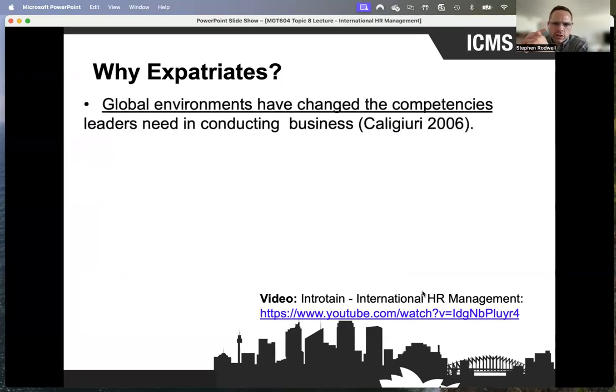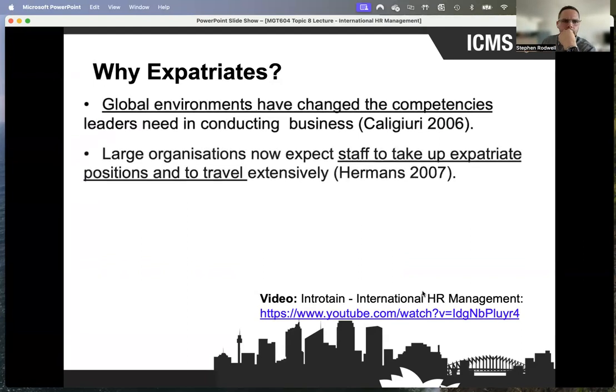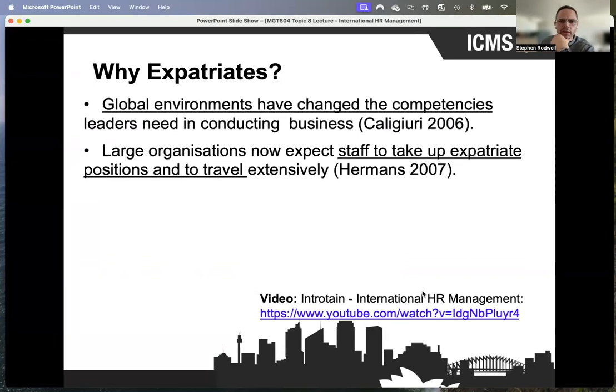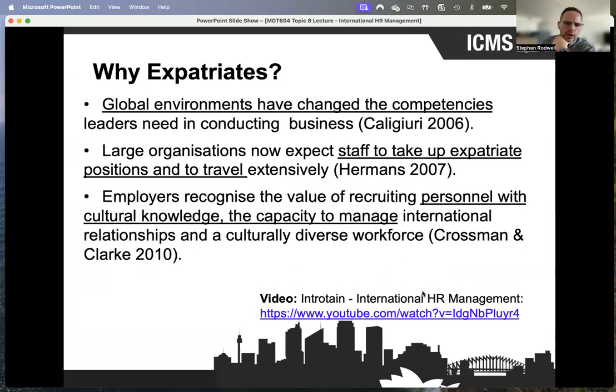Global environments have changed the competencies leaders need in conducting business. Large organizations now expect staff to take up expatriate positions and to travel extensively. And employers recognize the value of recruiting personnel with cultural knowledge, the capacity to manage international relationships, and a culturally diverse workforce. That gives us that really broad perspective. And it is a bit of a young person's game.